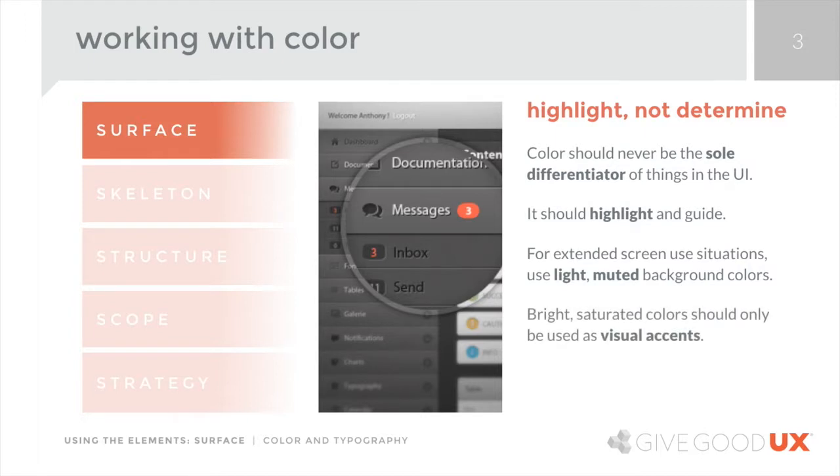Bright saturated colors should only be used as visual accents to call attention to something. It's the kind of thing where if there's too much bright color everywhere, then everything seems like it's of equal importance, and you can't tell the difference between what's really important and what may or may not be important. It's like the old story of the boy crying wolf, who does it all the time, every day, and then when something really does happen and he's crying wolf, nobody believes him.